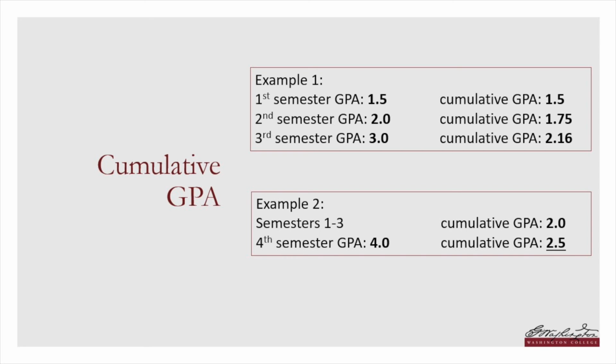But let's see that in action in example 2. Let's say that through semesters 1 through 3, your cumulative GPA is a 2.0. Then in your fourth semester, you get a 4.0. That brings your cumulative GPA up to a 2.5. See how you would normally think that 4.0 would shoot your GPA up a lot more? You did make a lot of progress, but because of averages and the number of credits you've already earned, it might not have as big of an impact as you'd expect.